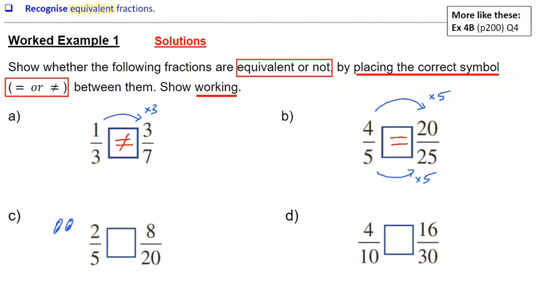Part C. Look at the numerators. 2 times 4 gives 8. Look at the denominators. 5 times 4 gives 20. Therefore, these proportions are the same. Use the equal to sign.